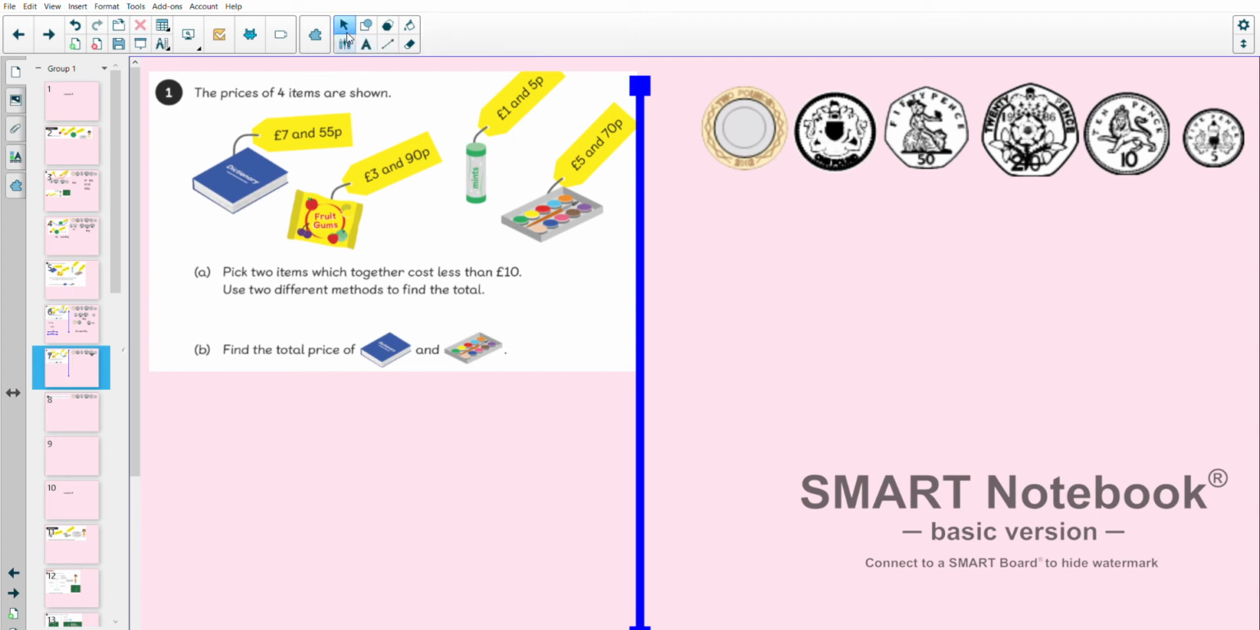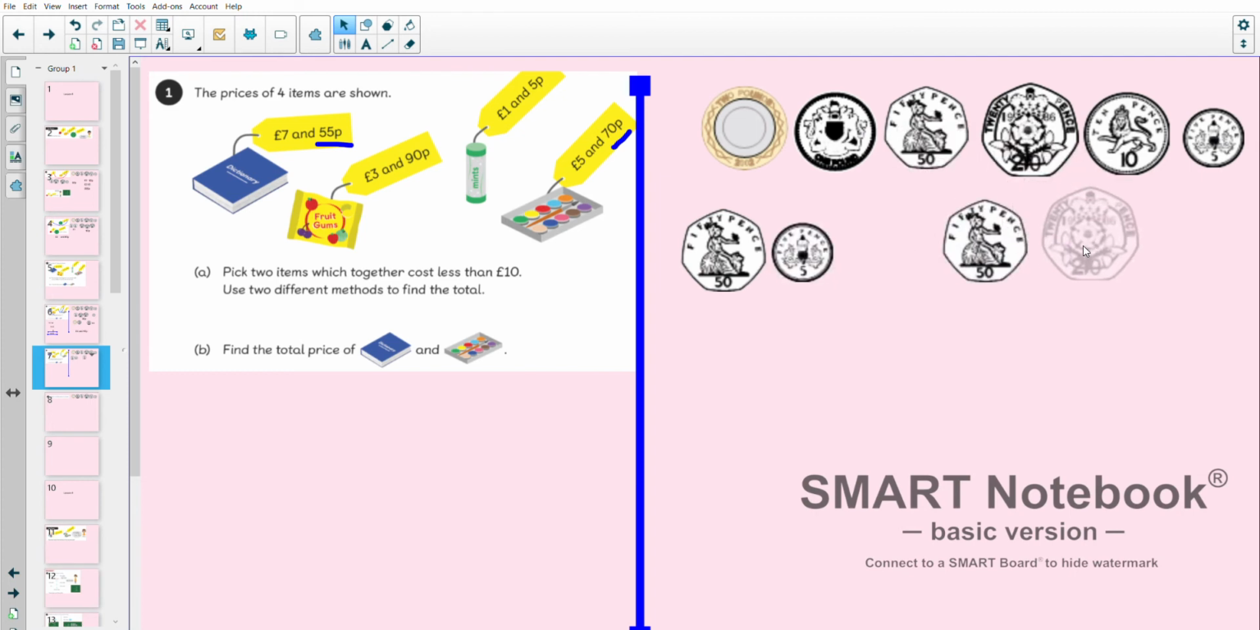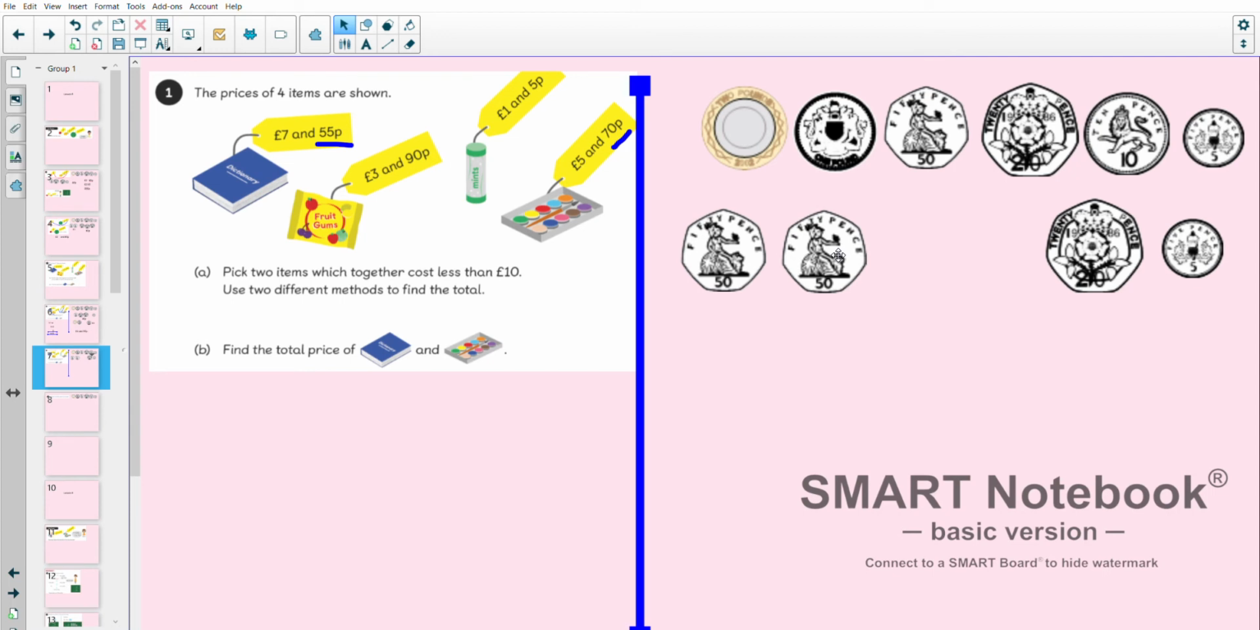I'm looking at the ones and the ones, or the pence and the pence. So I want 55 pence and I want 70 pence. I'm then going to reorder it so it goes in a descending order. I can then quite easily see this is £1 and this is 25p.